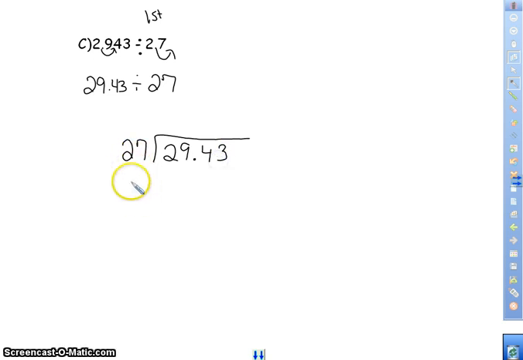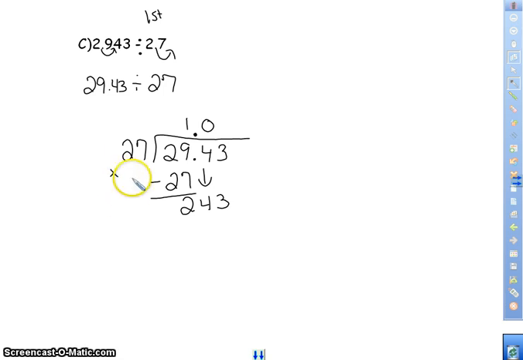Okay, so 27 goes into 29 once. My goodness, once. Okay, well, let's not forget to bring our decimal to the top. So let's bring it to the top here. And we get 2, bringing down our 4. 27, does it go into 24? No, it does not. So I add a 0. And now I'm going to bring down my 3.